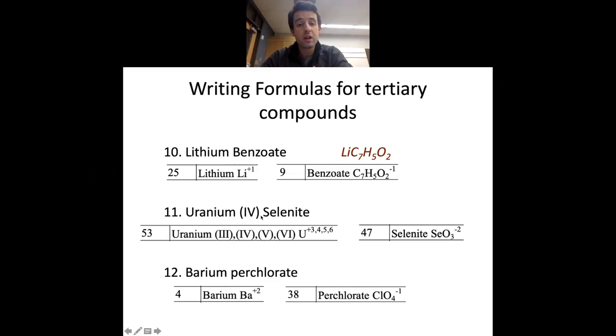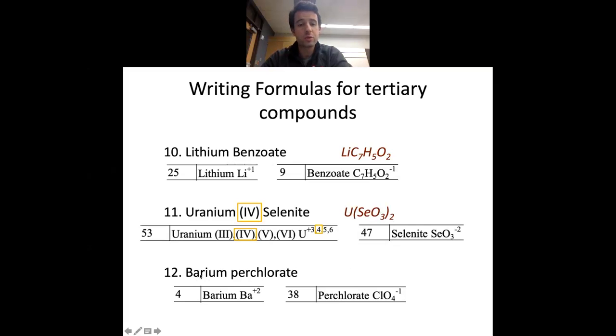For uranium selenite, we have uranium 4, which means our charge is 4. Compared to selenite, we have a charge of 2 minus. That means we're going to need 2 of these selenites because 2 times 2 gives us 4, right? And we want 4 and 4 on both sides. So we're going to need to put parentheses around SeO3, that whole thing, and we're going to need to put a 2 right next to it on the outside, which is going to look something like this right here.